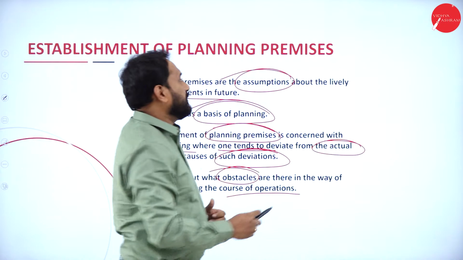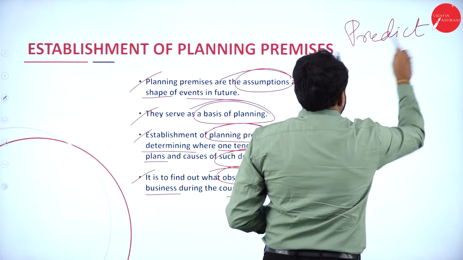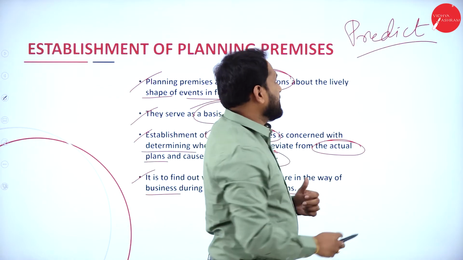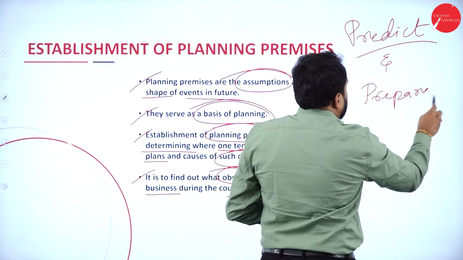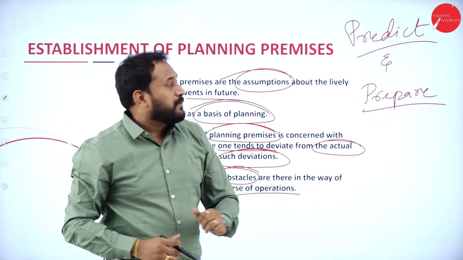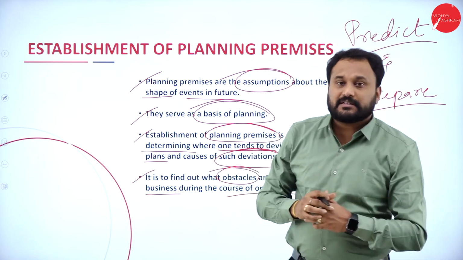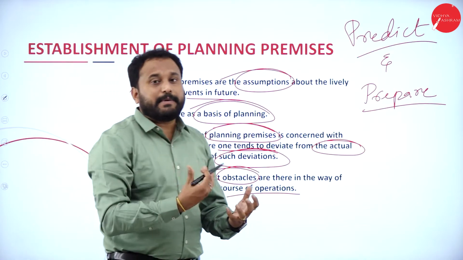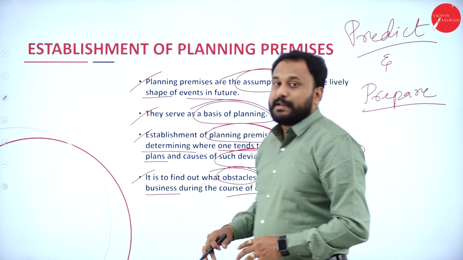You should always go with something like prediction. Now, when you predict, what should you do? Understand, predict and prepare. So these things are the main thing. Now understand, when you predict, please predict for the best. But when you prepare, you need to prepare for the worst. Only when you go with these kinds of assumptions, whatever you plan will have weightage, and you will be prepared for those uncertainties and risks. That's why you need establishment of planning premises.